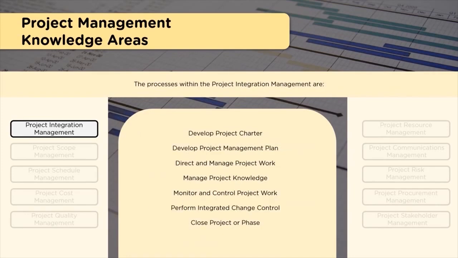Now next we'll look at the list of processes. Develop project charter is in the initiation process group. Develop project management plan, which consolidates all the 9 knowledge areas, is in the planning process group. Direct and manage project work and manage project knowledge, these 2 processes, are in the executing process group. Monitor and control project work and perform integrated change control, these 2 processes, are in the monitoring and control process group. Close project or phase is in the closing process group.